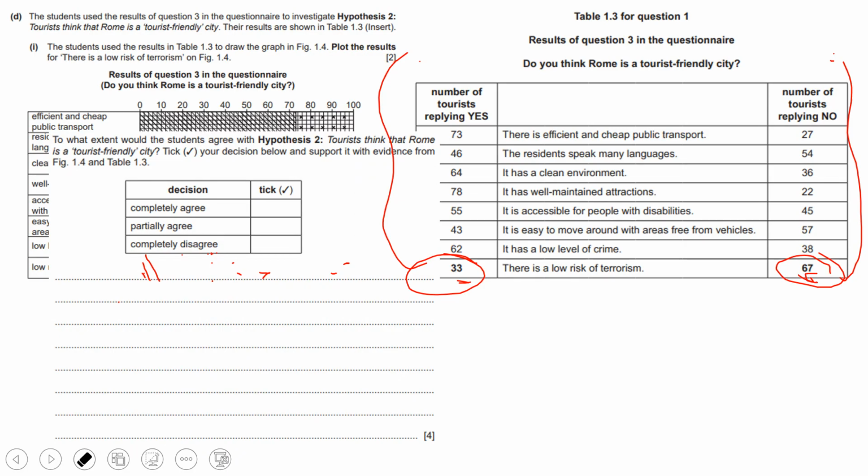Now, there is another question here. They said, to what extent will the student agree with hypothesis 2? Tourists think that Rome is a tourist-friendly city. Now, they give you options here. You completely agree, partially agree, and completely disagree. Now, you should tick and also support your answer with evidence. So, in a question like this, whatever you tick, the ticking will give you 1 mark, and your explanation and evidence will give you 3 marks.